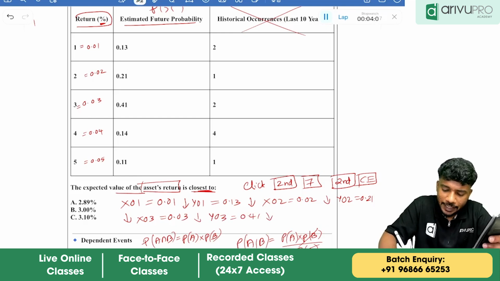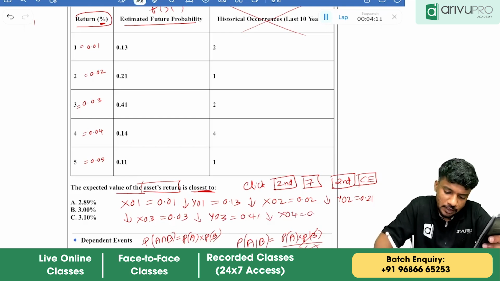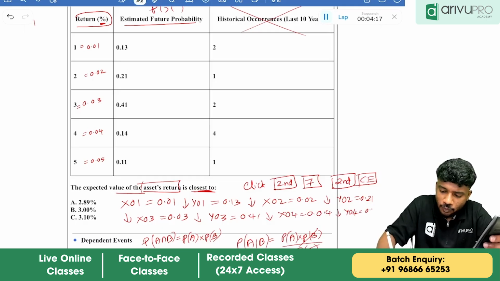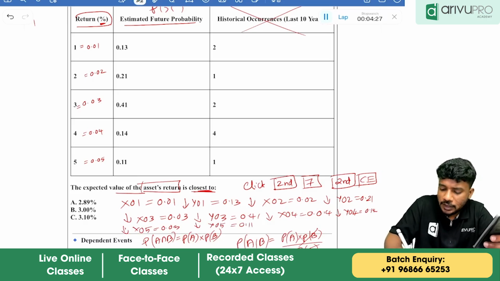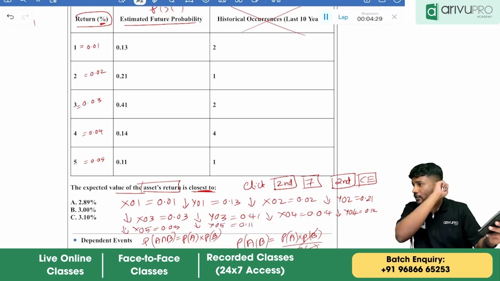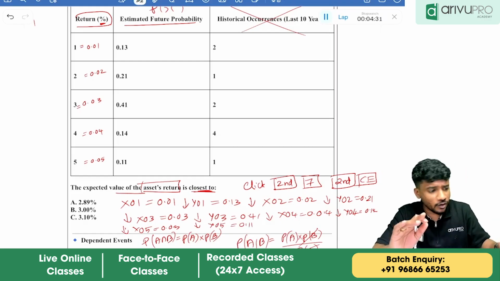Then come down. X04 is equal to 0.04. Come down. Y04 is equal to 0.14. Then again come down. X05 is equal to 0.05. Click enter. Then come down. Y05 is equal to 0.11. Then click enter. Till there everything is fine. Sheikh, till there everyone got everything.